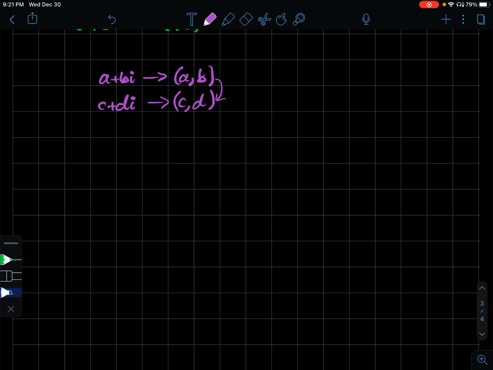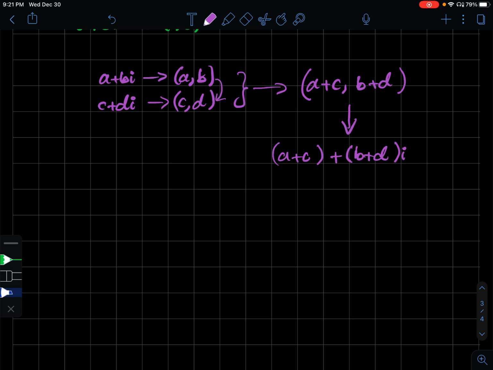So if we were to add these two, even on the Cartesian plane, you'd see it'll become a plus c comma b plus d, right? Now, what does this correspond to? This corresponds to the complex number a plus c plus b plus di. Is it right? And if you remember, we did get this result last time. If we just add these two, you'll get a plus c and b plus di. Simple.